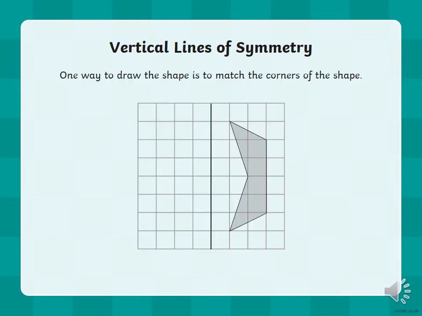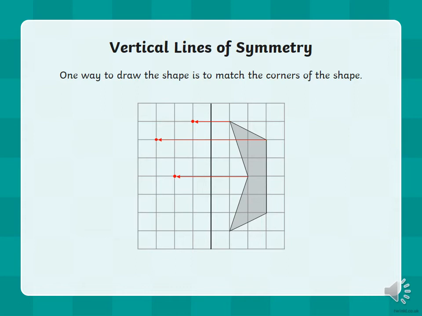One way to draw a shape is to match the corners of the shape. So you could match this by putting a ruler across each corner, so you're able to draw it in the exact same place. And you also have to look at how many squares it's gone in past the line of symmetry.